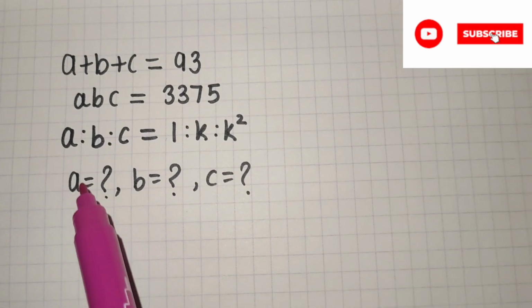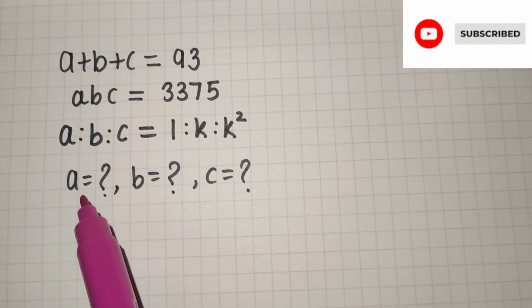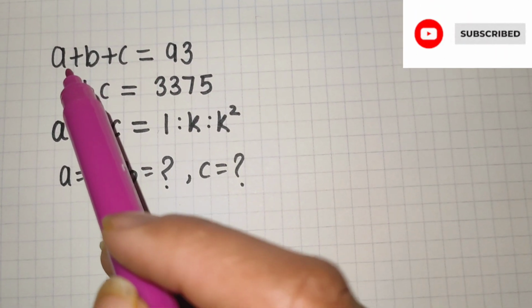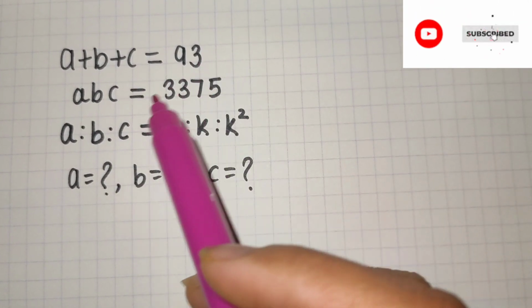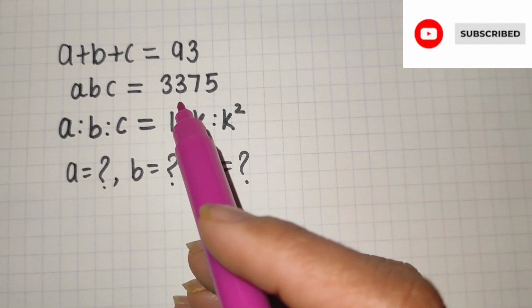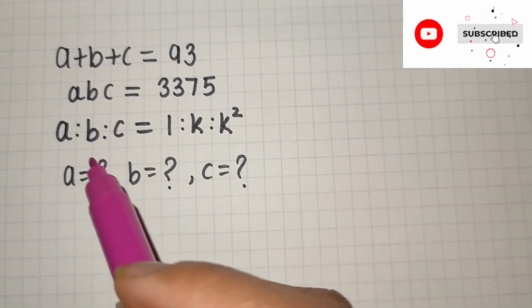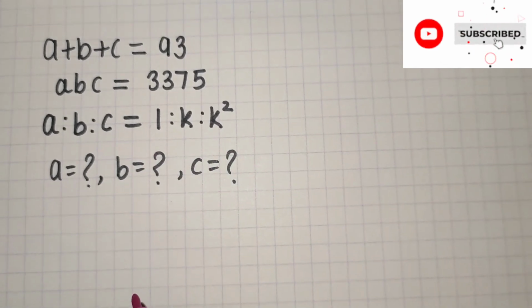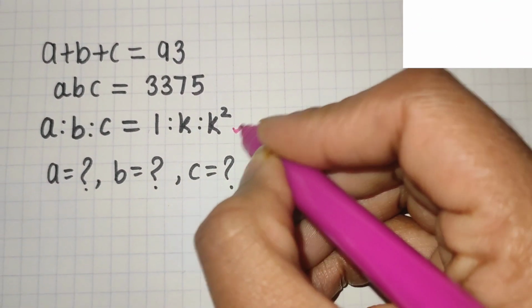Hello everyone, here we have to find out the values of integers a, b and c, where the sum of all these integers is 93, their product is 3375 and their ratio is given by 1 : k : k squared. So first of all, let's use this information.